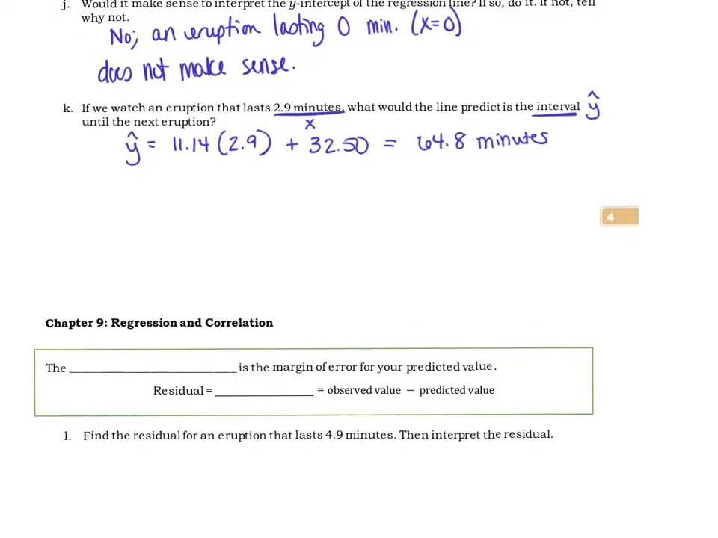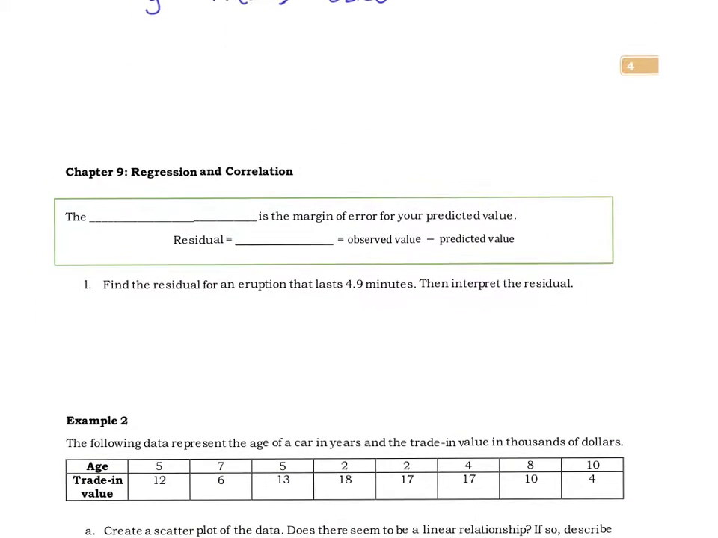All right, one last thing here about this same example, and then we've got everything there is to know about linear regression all in one example. The residual is the error or the margin of error for your predicted value. Okay, so the residual is the y value, which is the observed value, the one that came from the data, minus y hat, the predicted value. Okay, so let's find the residual for an eruption that lasts 4.9 minutes.